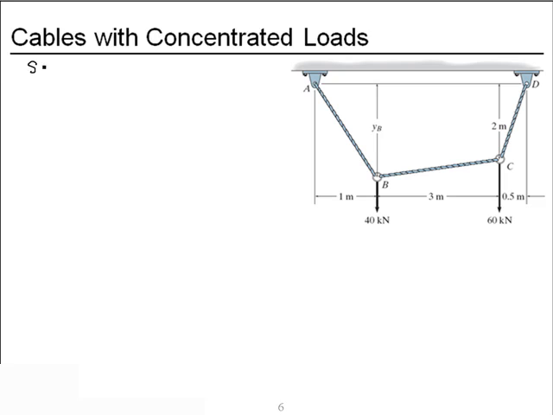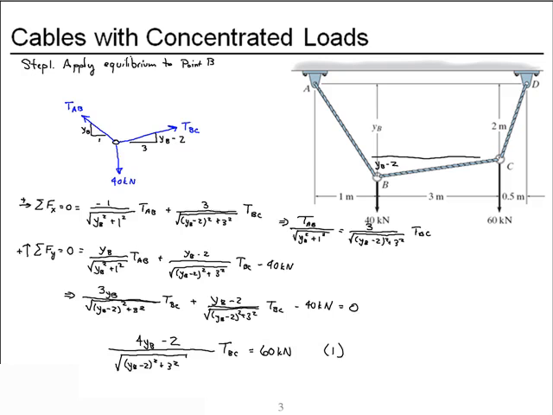Now we're ready to find the maximum tension among the three cable segments. To do that, we're going to substitute the value we found for the sag into equation 1, which we had generated from our equilibrium at point B.